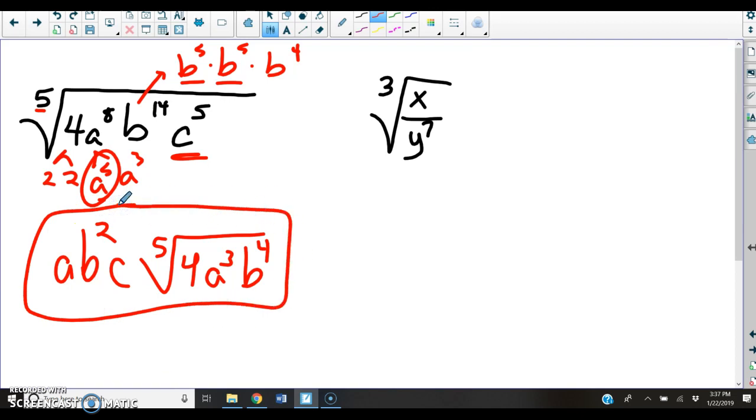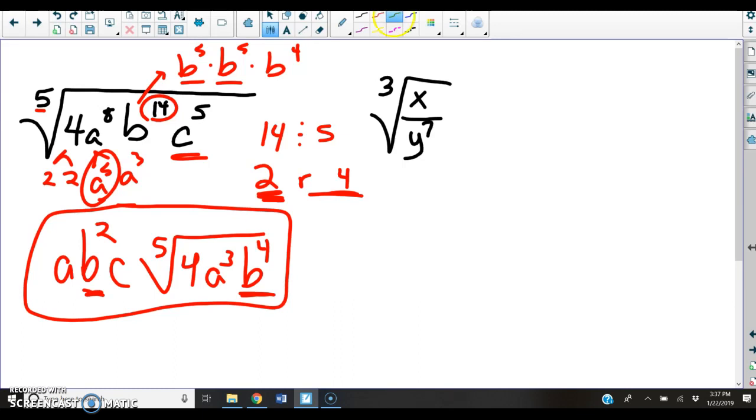Okay, I looked at it piece by piece. You will want to do the same. Just be careful. What some students have done in the past is when they look at these variables with exponents, for example, the 14. Well, 14 divided by 5 is 2 remainder 4. So the b squared goes to the outside, and the remainder 4 means b to the 4th has to stay inside the radical.